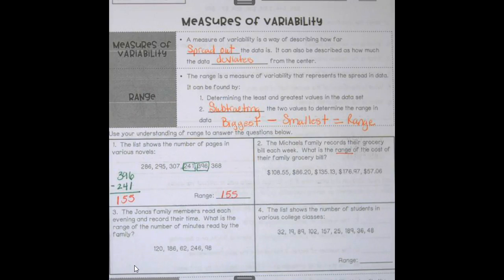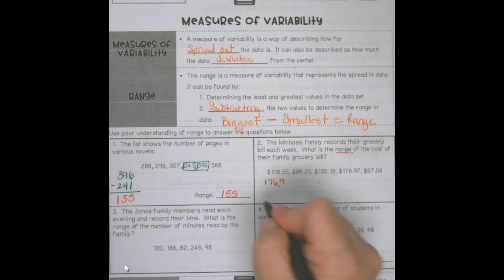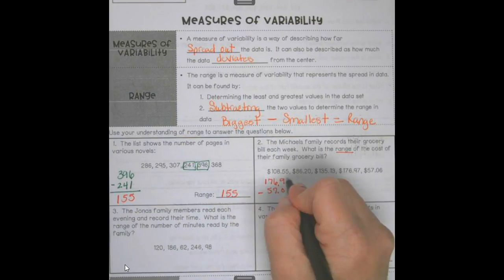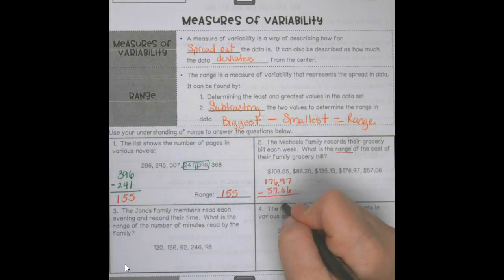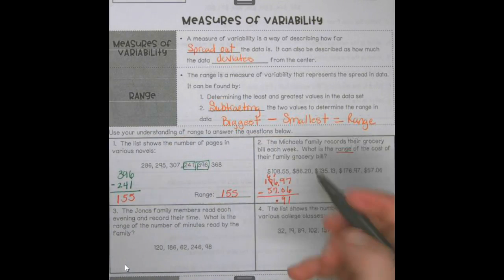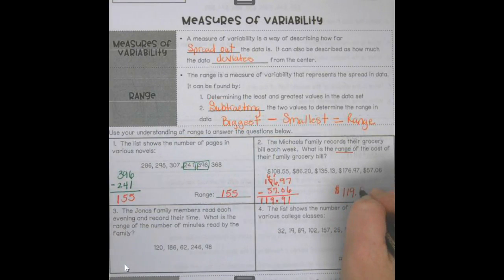I'm going to give you a little bit of time to answer this question. So my biggest number on here is 176.97 minus my smallest, which is 57.06. I am going to subtract those. Bring the decimal straight down. 7 minus 6 is 1. 9 minus 0 is 9. 16, because I have to borrow from the 7. 9, 1, 1. So my answer is 119.91.